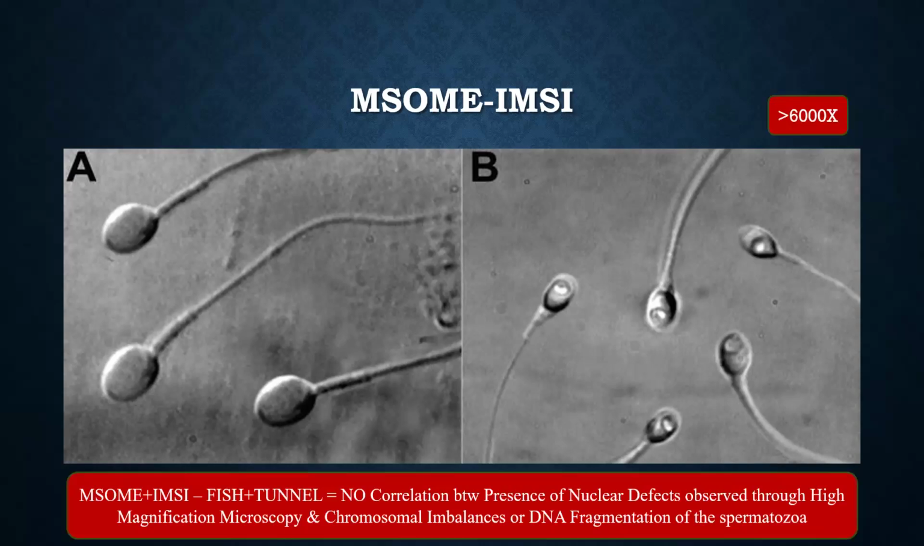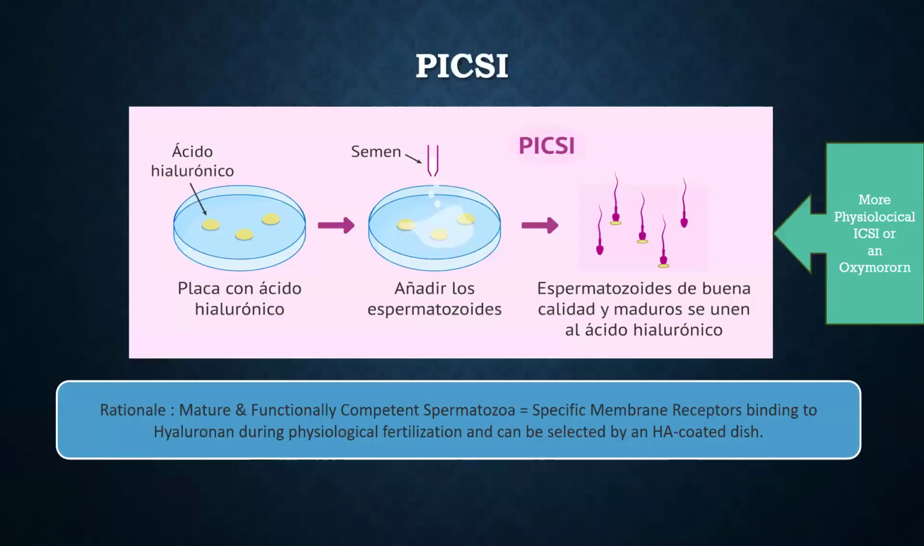Some studies told that MSOM MC gives us a better fertilization rate, but with FISH on sperms and TUNEL studies, they have found there is no correlation between the presence of nuclear defects observed through high magnification microscopy and chromosomal imbalances or DNA fragmentation of sperm.